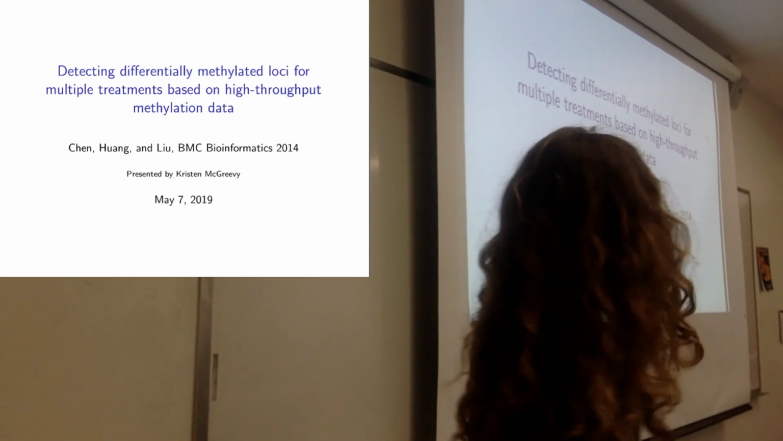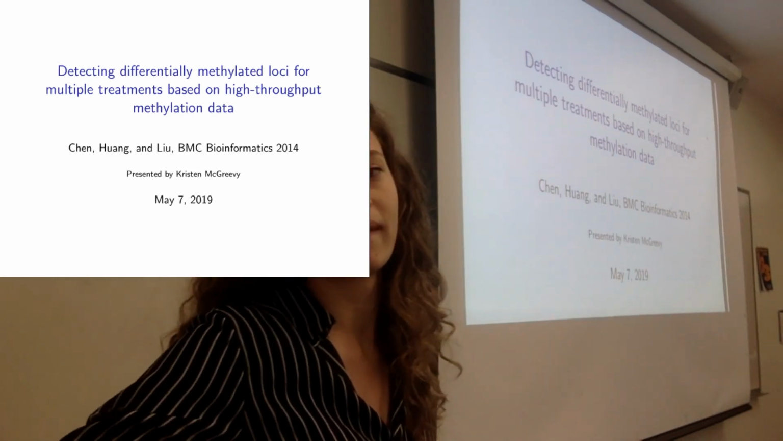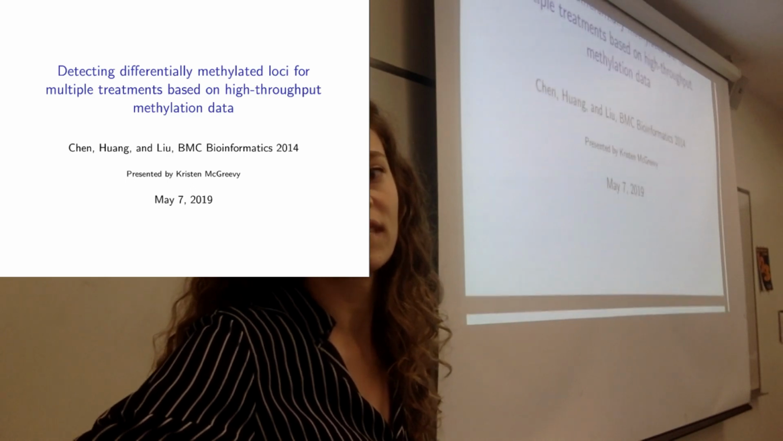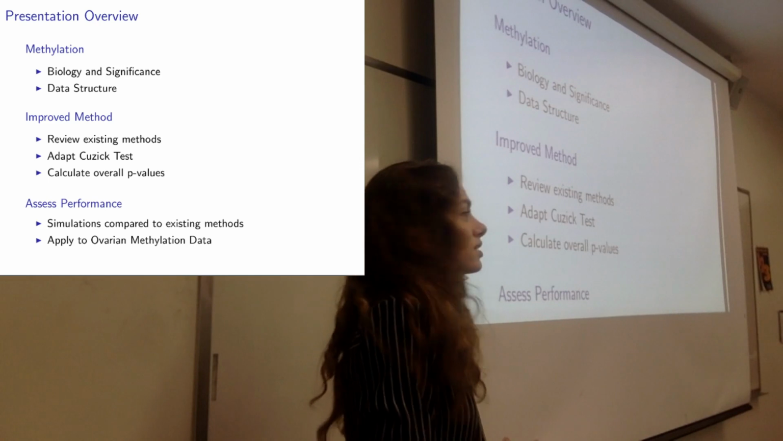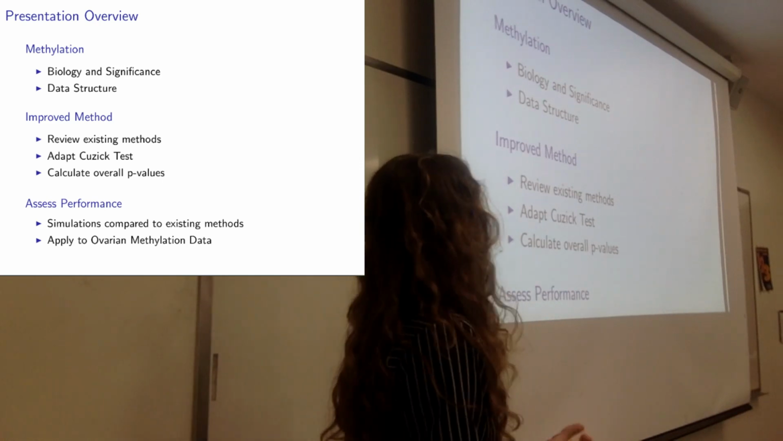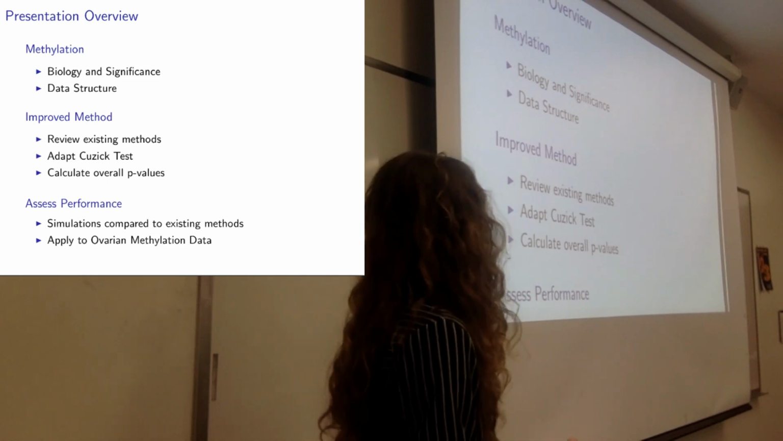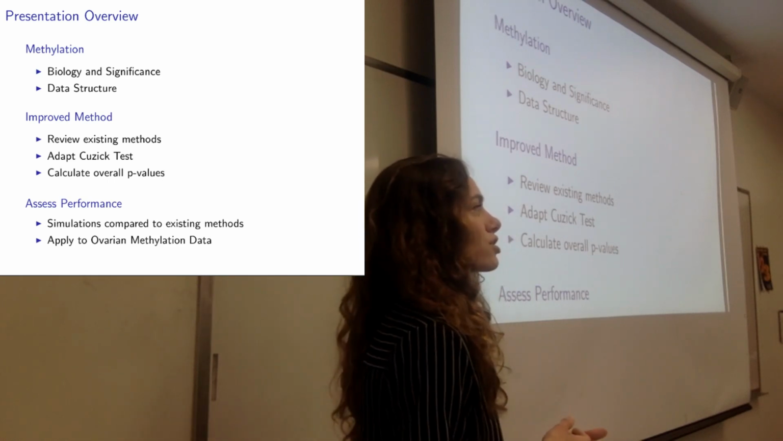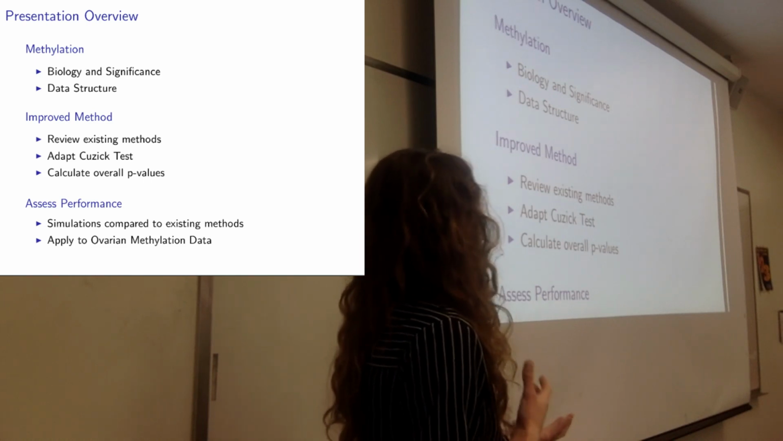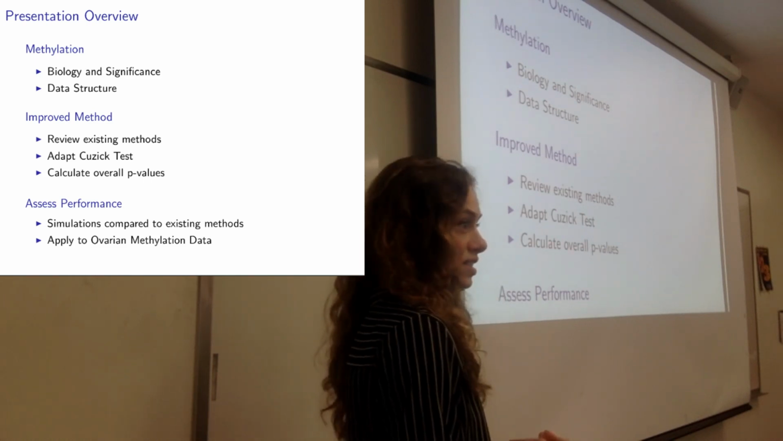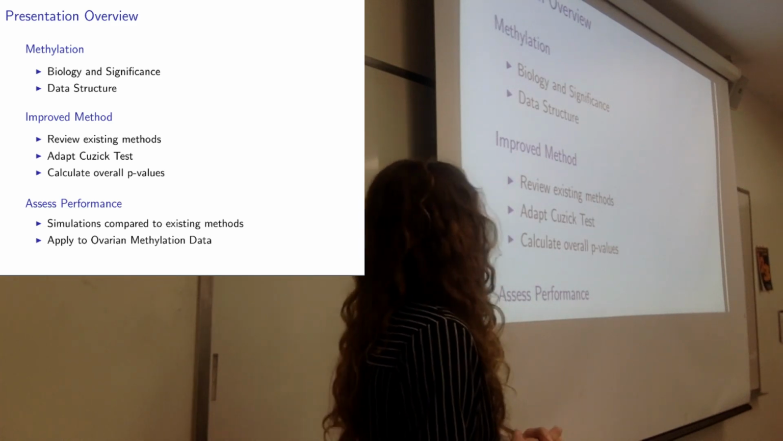So just a presentation overview. Okay, presentation overview. So first I'm going to go into what methylation is. So I'll first talk about the biology and the significance for statistics. And I'll also go into the data structure, because we need to understand the data that we're given in terms of methylation in order to structure our methods statistically and the research questions, both research questions and statistical questions.